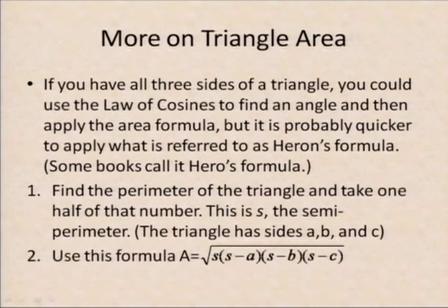We take the square root of this product of 4 numbers: the semi-perimeter S, times what you get when you subtract one of the sides from it, what you get when you subtract the second side from it, and what you get when you subtract the third side from it. When you get done with that, you will have the area of any triangle.